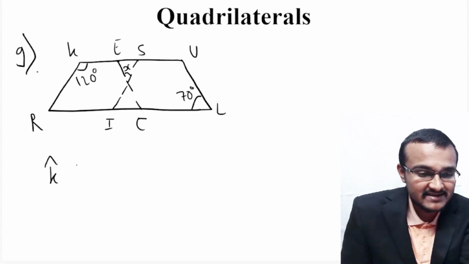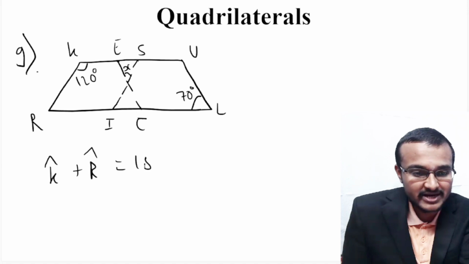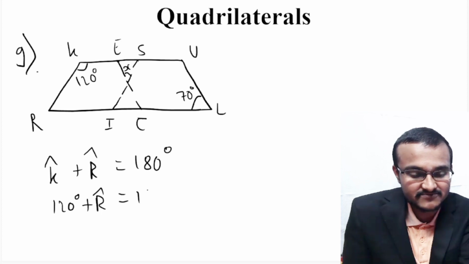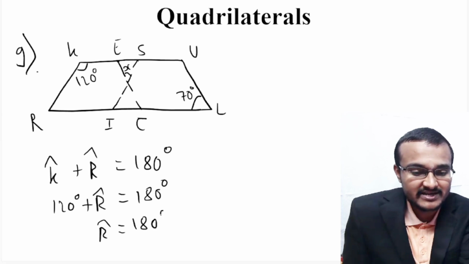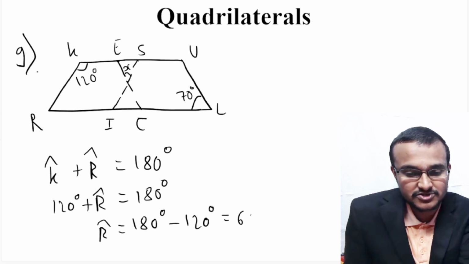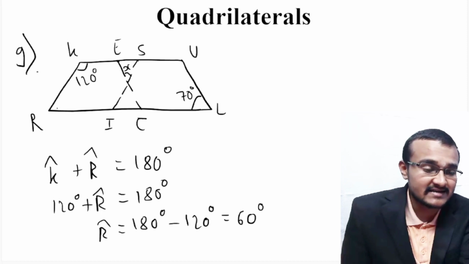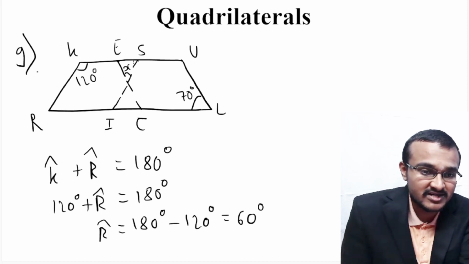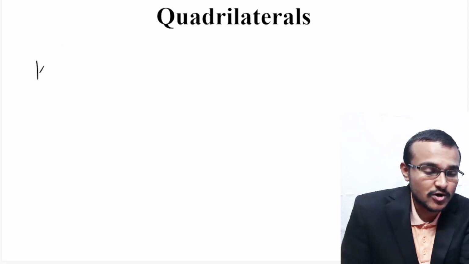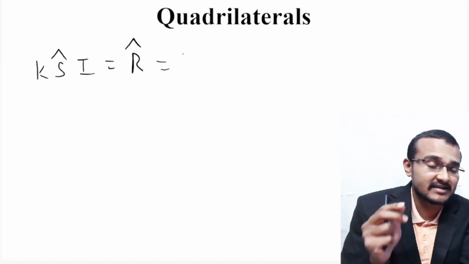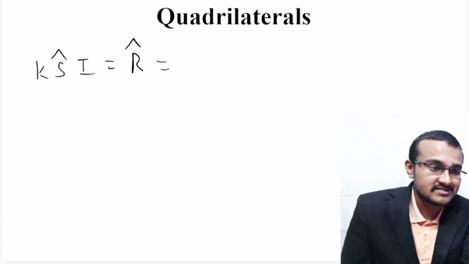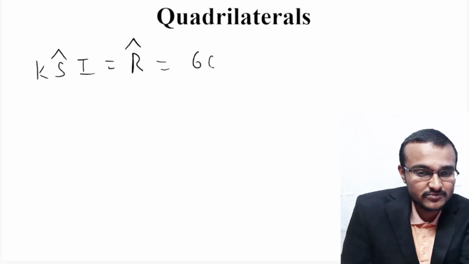So here angle K plus angle R should give you 180 degree. So angle K is 120 degree plus R is there as it is, which is equal to 180 degree. So if you bring this 120 degree to RHS, it will become 180 degree minus 120 degree, which is equal to 60 degree. So now you have got the angle R as 60 degree. So here this particular angle, which is ESI or KSI, is equal to the opposite angle. So angle KSI is equal to R. Opposite angles in a parallelogram are always equal. So since R is equal to 60 degree, KSI will also be 60 degree.